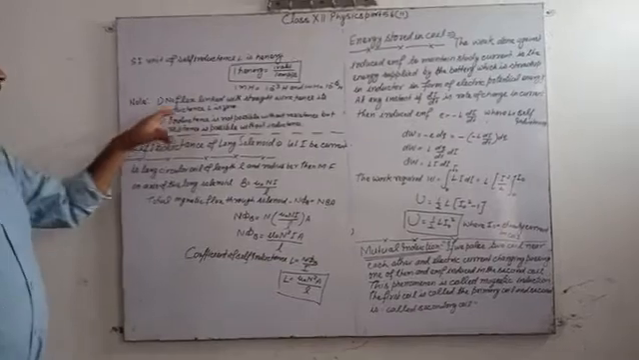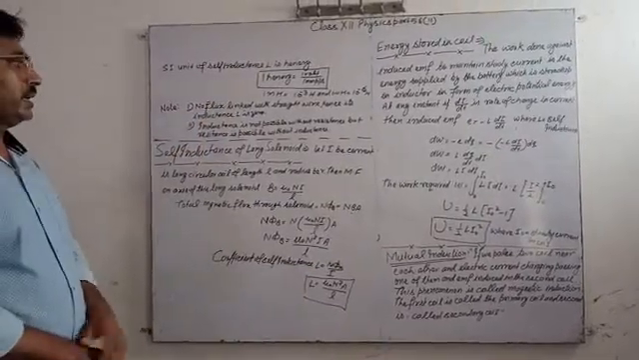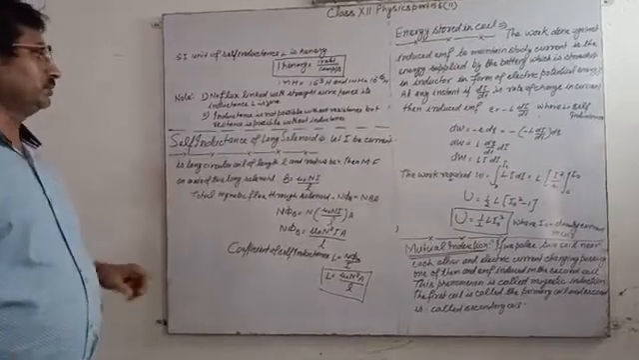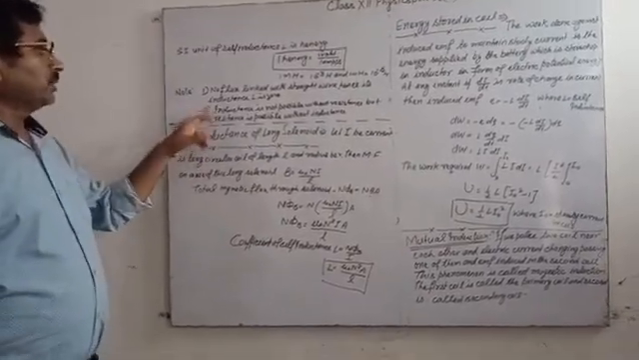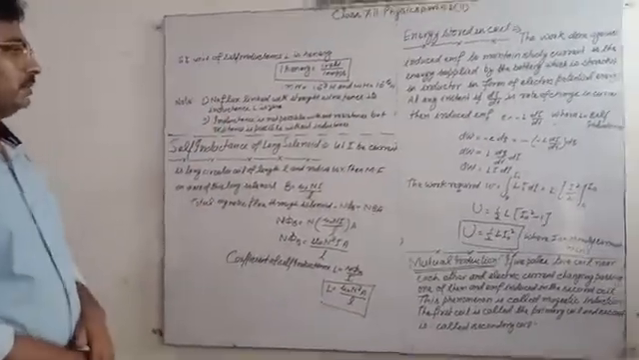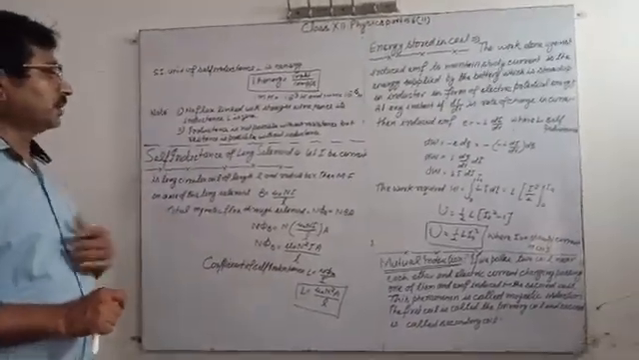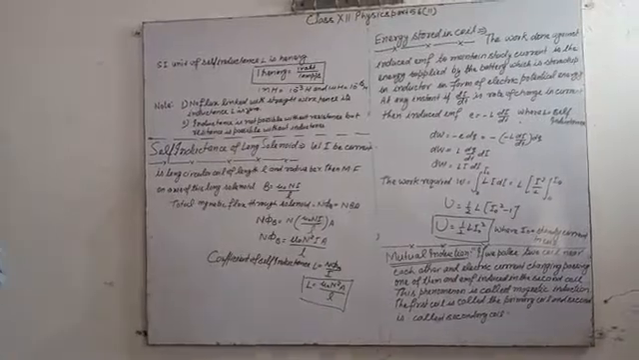Note point: no flux links with a straight wire, hence the inductance of a straight wire is zero. Inductance is not possible without resistance, but resistance is possible without inductance.